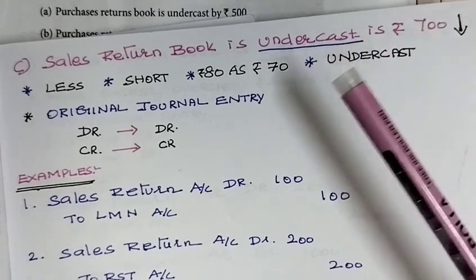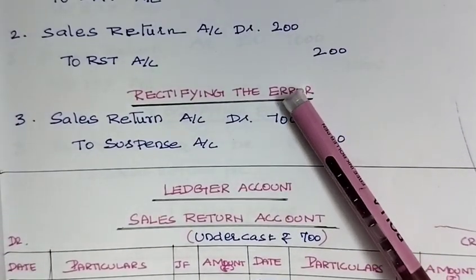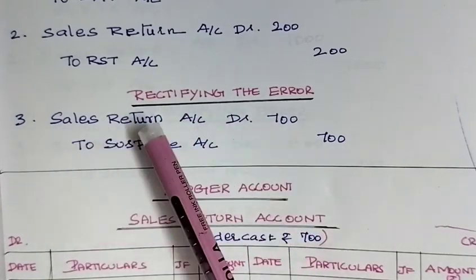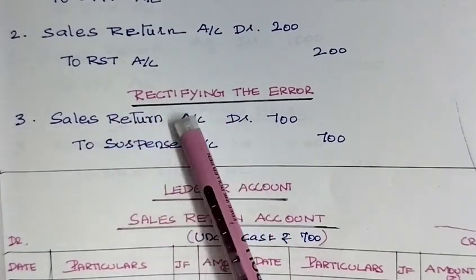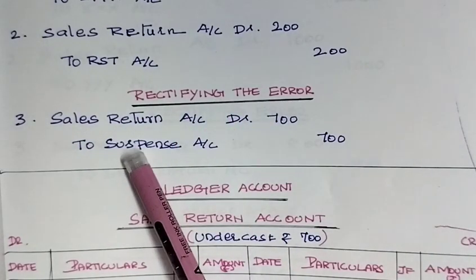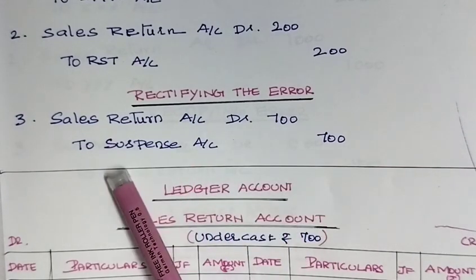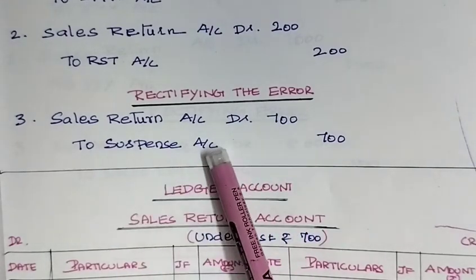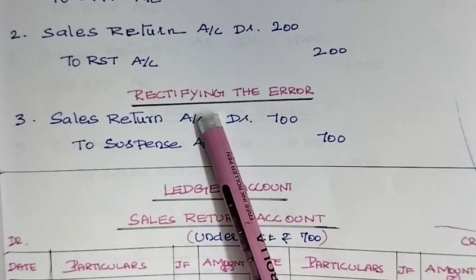So to rectify this error you have to follow the original journal entry. Original journal entry means sales return account should be debited, right? Sales return account should be debited. Okay, so then what is the opposite account? You have to create a suspense account to tally the trial balance. To tally the accounts you have to use the suspense account. So, to suspense account 700 rupees. Okay, so this is the original journal entry.